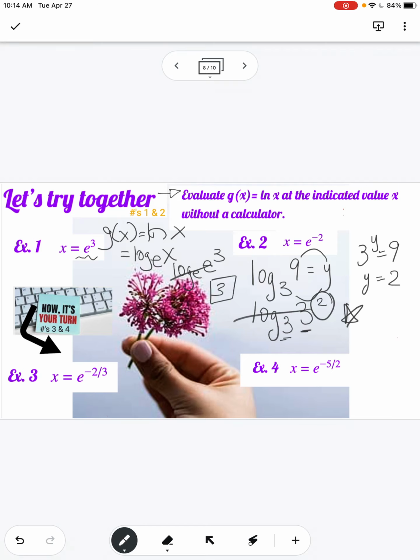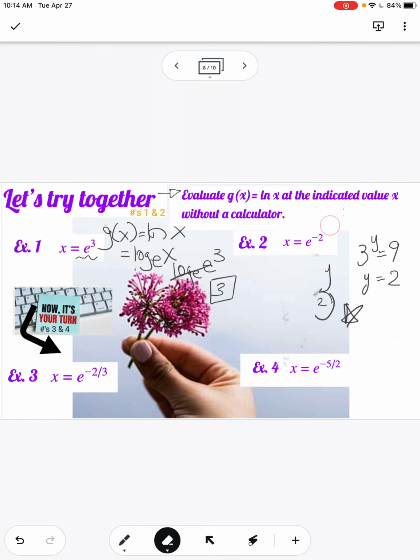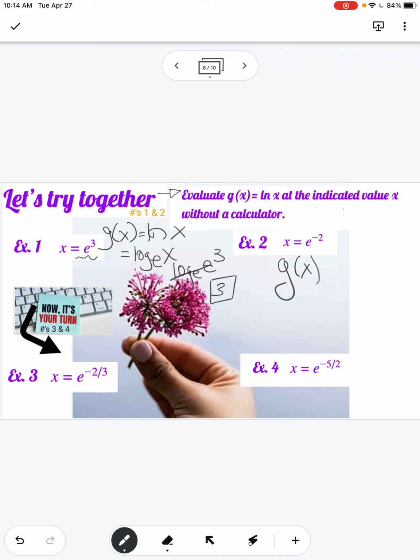Okay, now pause the video and see if you can do example 2 on your own, how I just showed you. Okay, so example 2, we do g of x equals natural log of x. We rewrite this as log base e of x. And now in example 2, we're told x is equal to e to the negative 2. And then by using the property, we see the answer is negative 2.